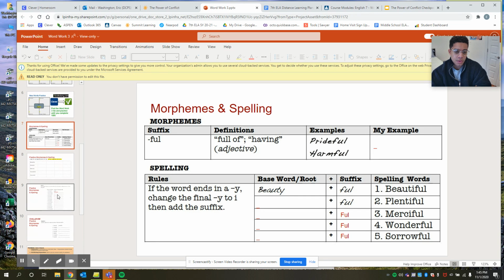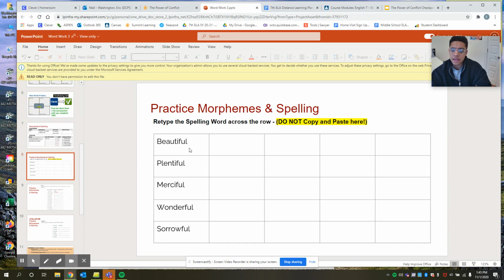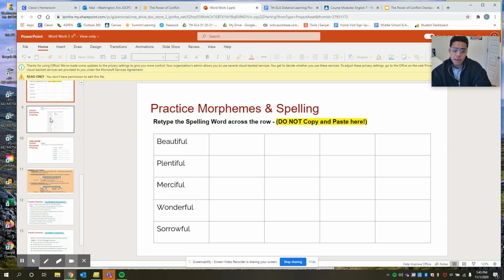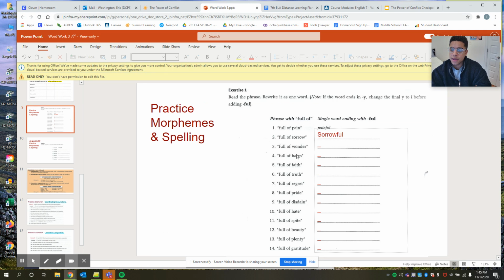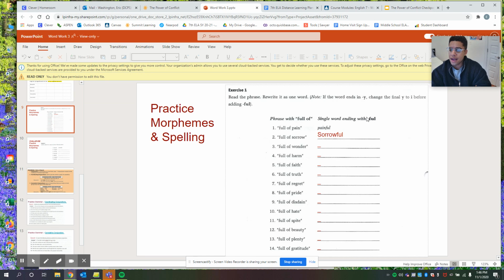All right. Next one, practice morphemes and spelling. You'll retype the spelling word across the row. So beautiful, you'll retype 4 times. Plentiful, you'll retype 4 times, and so on. With our practice, morphemes and spelling, you'll change all of these words into words that have the suffix ful. So wonder turns into wonderful. Harm turns into harmful. Remember, if there's a Y, you change the Y to an I and then add the ful. Number 14 is a challenge.